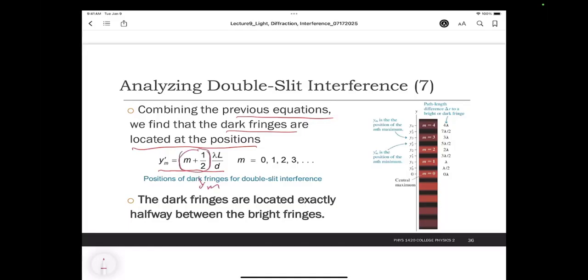The dark fringes are located exactly halfway between the bright fringes, because you can see the bright fringes are at lambda L/d and 2 lambda L/d. But the dark ones are at half, like 1/2 lambda L/d, 3/2 lambda L/d. Yeah, it's just a half. Here is the bright one, the dark one, bright one, dark one. Does it make sense to you?